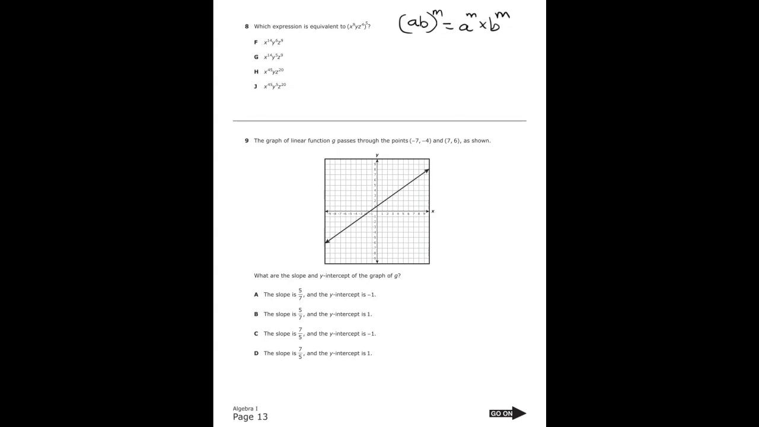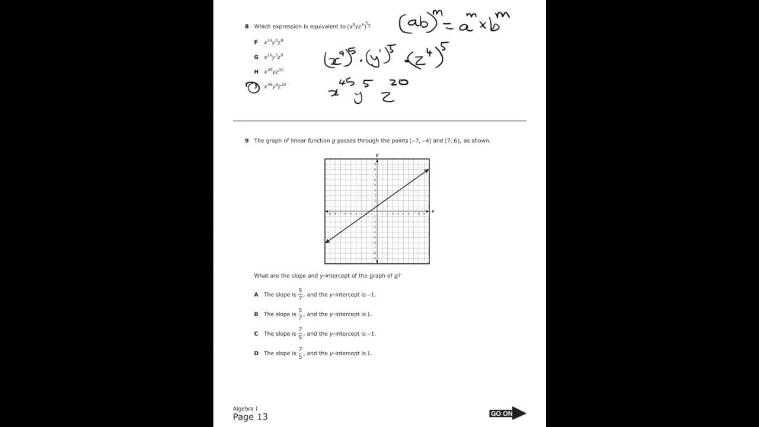So what does that mean for us here? It's going to be x to the power of 9 to the power of 5, multiplied by y to the power of 1 to the power of 5, multiplied by z to the power of 4 to the power of 5. So this is going to be x to the power of 45, y to the power of 5, and z to the power of 20. So this is going to be our answer.